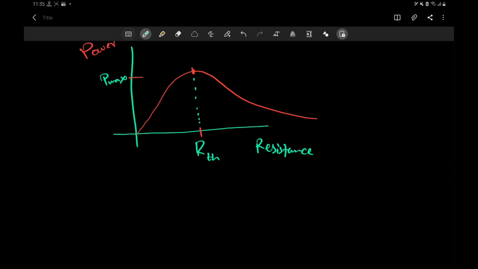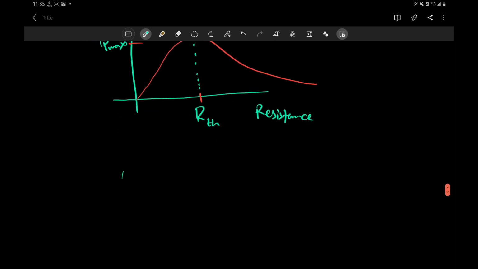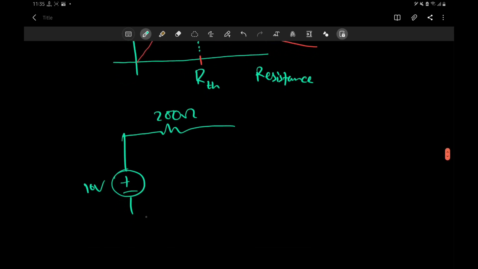So in general, when your load resistance is equal to the Thevenin resistance, you get the maximum amount of power. That means inside your laptop we have 10 volts, and here we have 200 ohm. If you choose a light bulb that has exactly 200 ohm resistance, you will have the brightest light. Okay, this will be the brightest light.